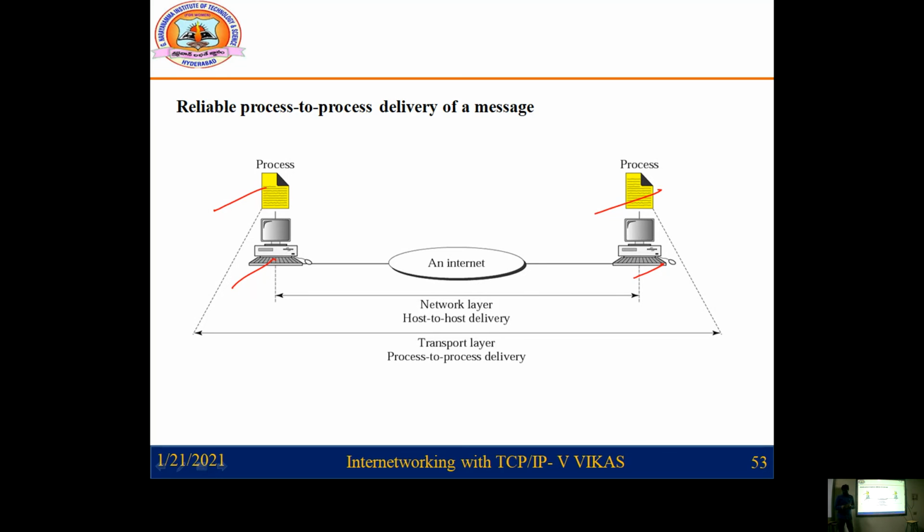Each and every layer: physical layer, from one hop to another hop, transmission of bits; data link layer, one node to another node or one hop to another hop, frame delivery; network layer, source to destination packet delivery; and the transport layer, process to process delivery of messages or TCP segments.